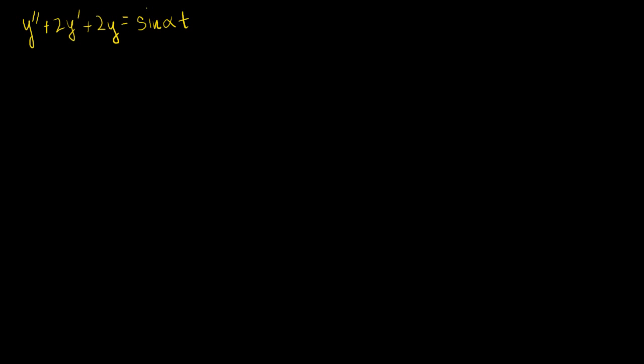And they give us some initial conditions. They tell us that y of 0 is equal to 0, and that y prime of 0 is equal to 0. And that's nice and convenient, since those initial conditions tend to make the problem pretty clean. But let's get to the problem. So the first thing we do is we take the Laplace transform of both sides of this equation.